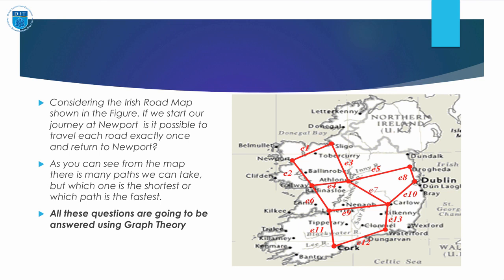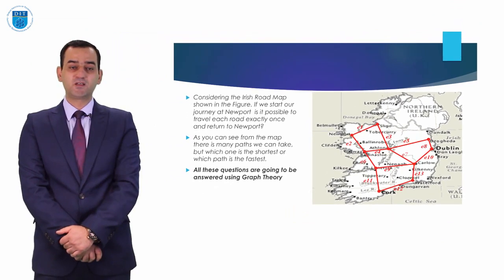As you can see from the map, there are many paths we can take, but which one is the shortest? Or which path is the fastest? All these questions are going to be answered using graph theory.